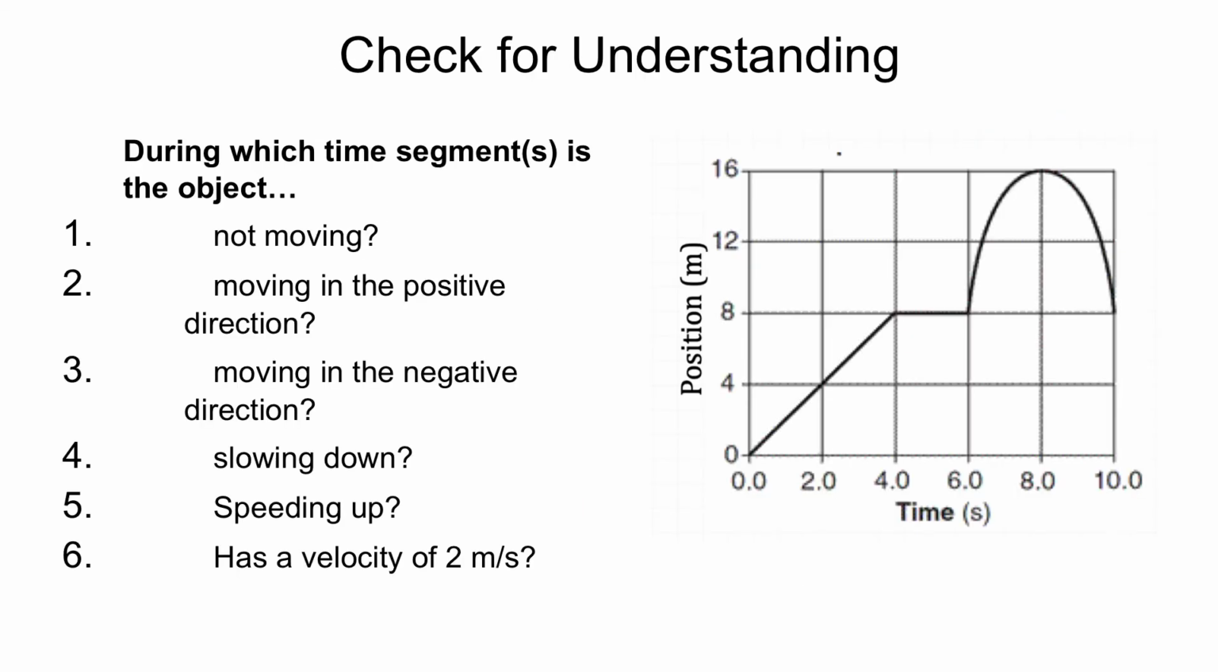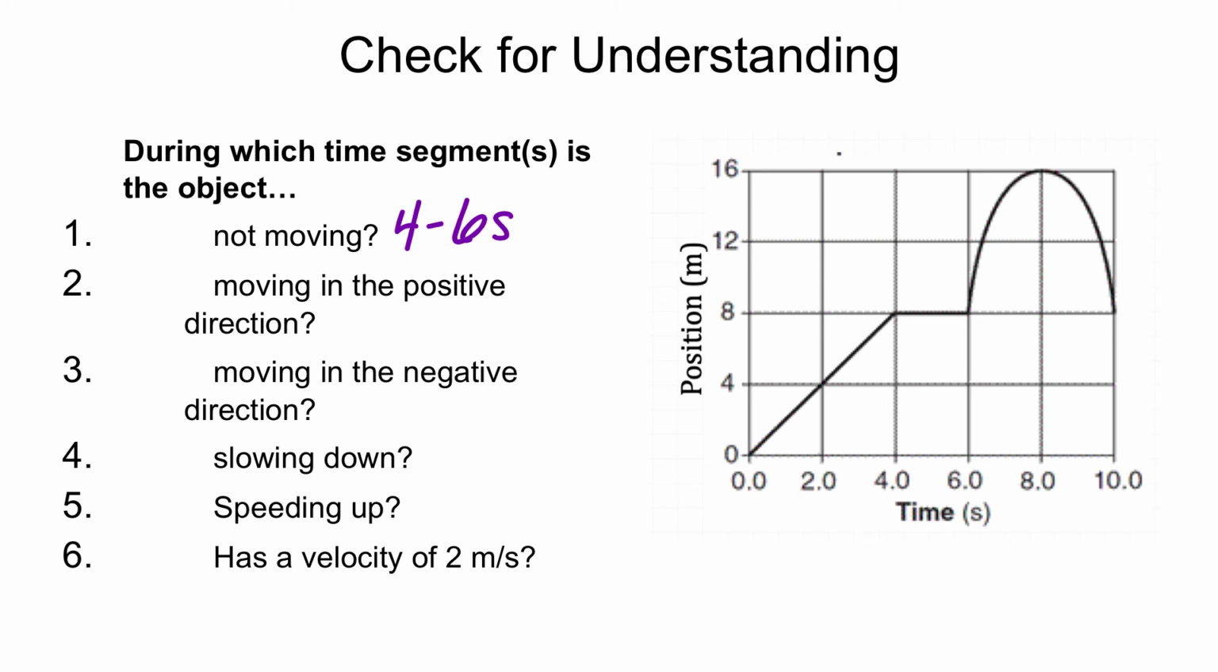All right, let's move on to our last example, and this graph is also on your guided note sheet to look at. So we're going to put all the pieces together now. We're looking first at which time segment or segments the object is doing these things. So for number one, not moving. What are we looking for to show not moving? We're going to be looking for horizontal lines. Where do we have a horizontal line on this graph? From 4 to 6 seconds. So my answer for number one is 4 to 6 seconds.